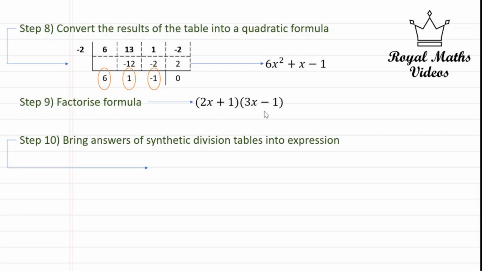So step 10 is to bring all answers of the synthetic division tables into expressions. So where we have these two, we'll also have the x plus 2, and the x minus 2. So altogether: 2x plus 1, 3x minus 1, x plus 2, x minus 2. This is the solution, and we have successfully factorized this polynomial expression. I know this does take a few tries, especially if you don't get the right factors in, but this is definitely one of the easiest ways to factorize complicated polynomial expressions.